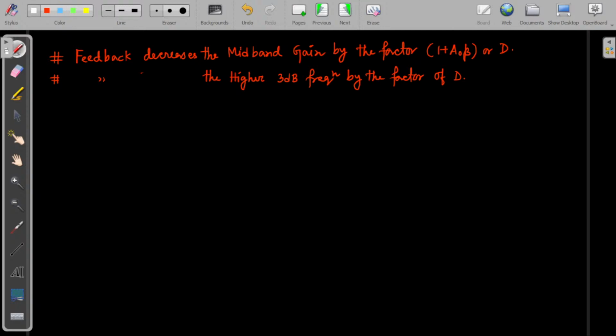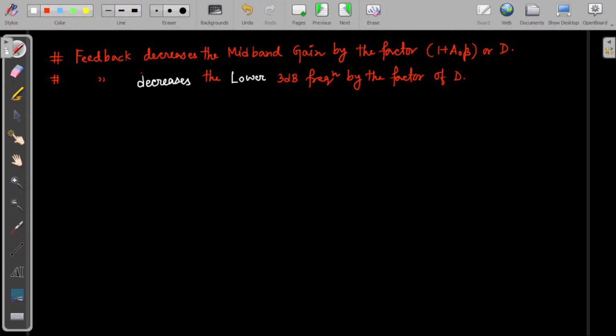But in the case of high pass filter, feedback decreases the lower 3 dB frequency. So it will decrease the lower 3 dB frequency by the factor of D. Same thing.